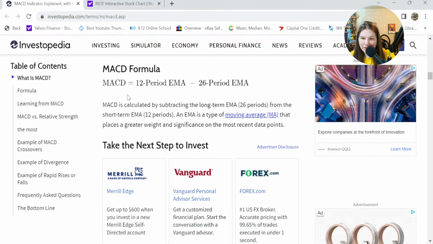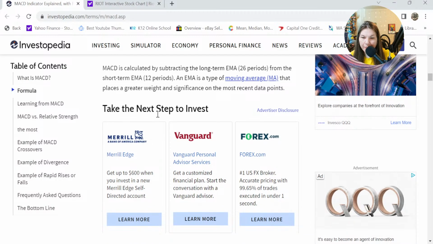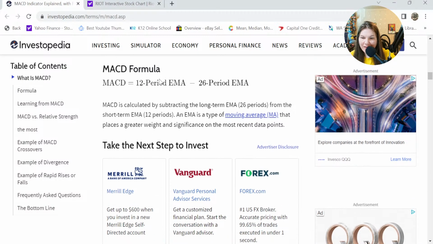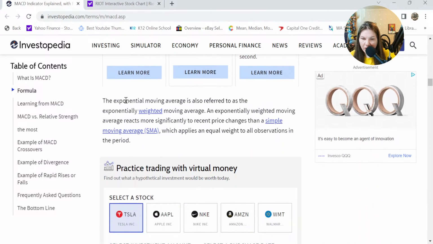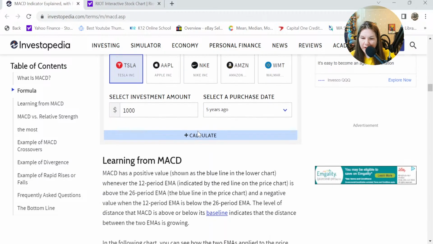Okay, so MACD is a 12-period EMA minus a 26-period EMA. Those are the two. That's the formula. MACD is calculated by subtracting the long-term EMA from the short-term EMA. An EMA is a type of moving average that places a greater weight and significance on the most recent data points. So the exponential moving average is also referred to as exponentially weighted moving average. An exponentially weighted moving average reacts more significantly to recent price changes than a simple moving average, which applies an equal weight to all observations in the period.